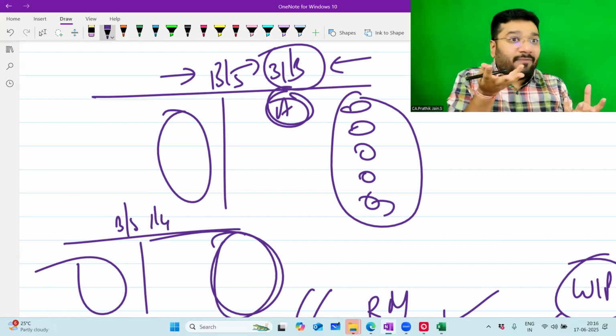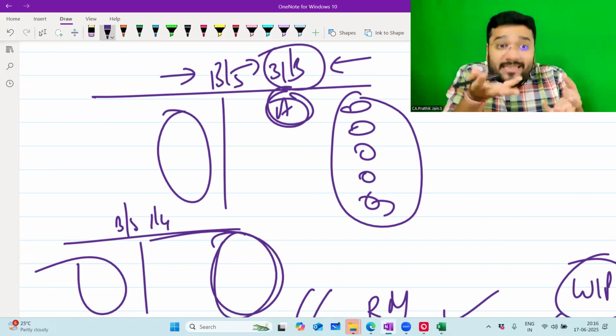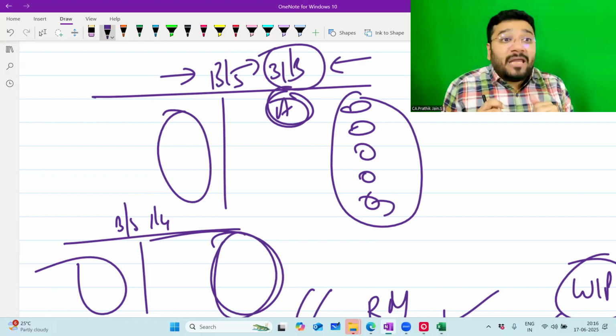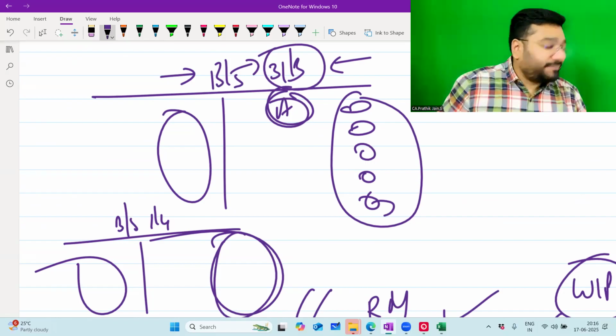What is inventory? Inventory means remaining items. Closing means what? That is what remains on the last day of the business. Opening means what? That is what remains on the first day of the business. So two concepts are combined here.